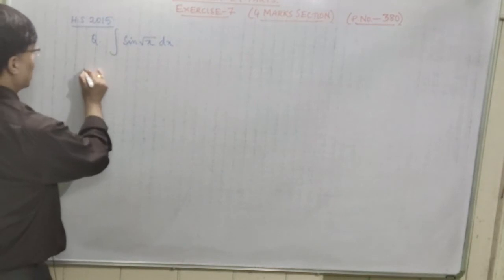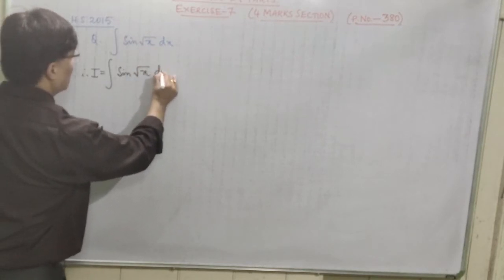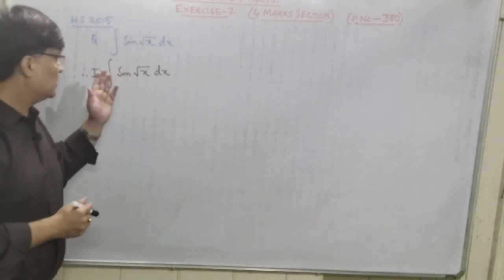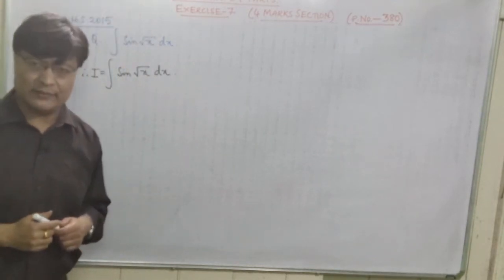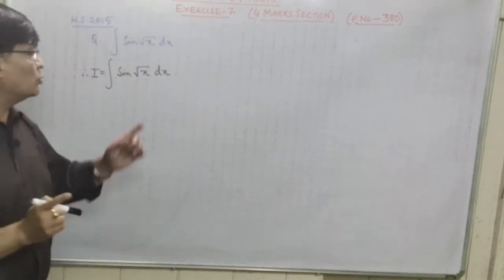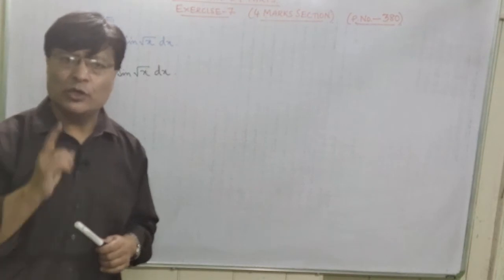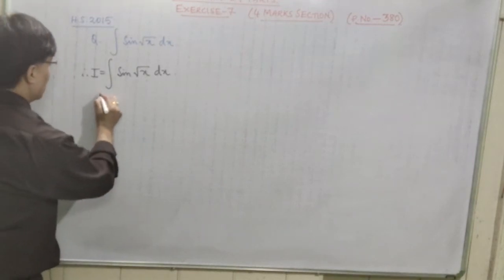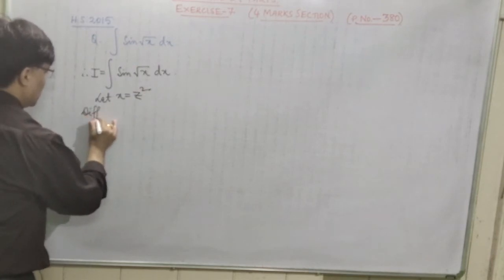Okay. So let us first write I is equal to integration of sine root over x dx. I already told you that this function cannot be integrated directly. So in this case, you have to remove square root from x. That means you have to do the method of substitution. So what should you put for x so that you can remove square root? You have to put x is equal to z square so that square root will be removed. So let x is equal to z square. So now let us differentiate it.